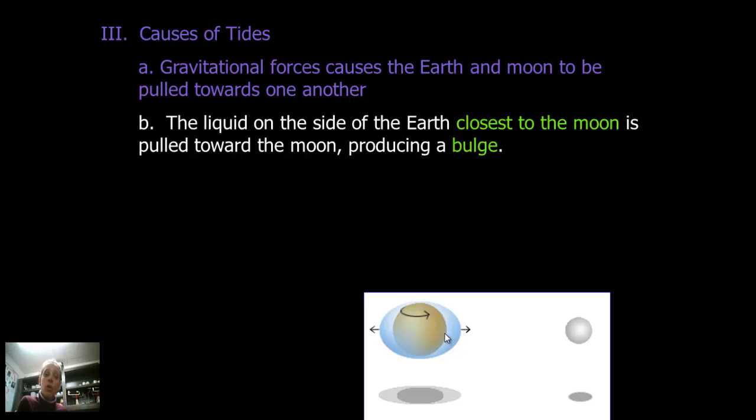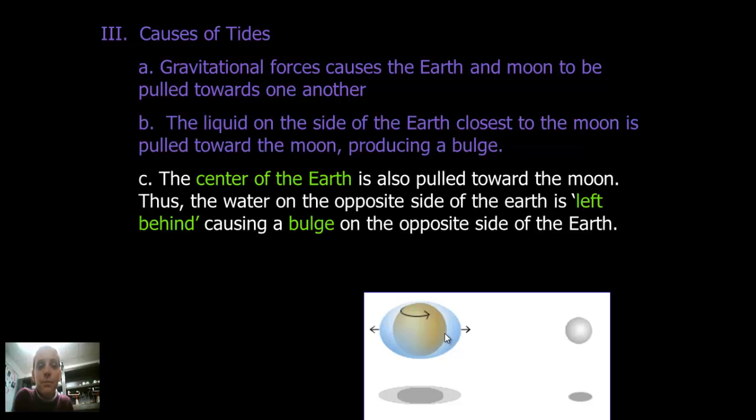And as the Earth is pulled, it's actually creating bulges in the oceans. I'll explain more about it as we go through this. The center of the Earth is also pulled towards the Moon. Thus, the water on the opposite side of the Earth is left behind, causing a bulge on the opposite side.